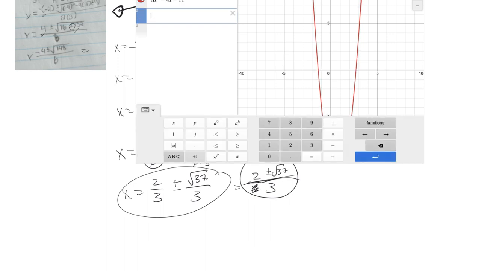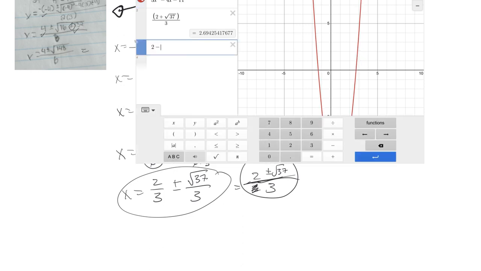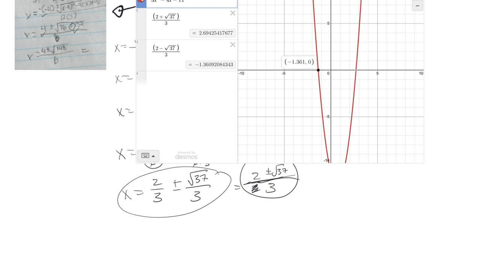So I'm going to write bracket 2 plus the square root of 37, close the bracket, divided by 3. That gives 2.69, and that was the number I think we had. Yep, 2.69. And so the other one, 2 minus the square root of 37, close the bracket, divided by 3, is negative 1.36, same as that one. Therefore, everything that you've done so far was correct.